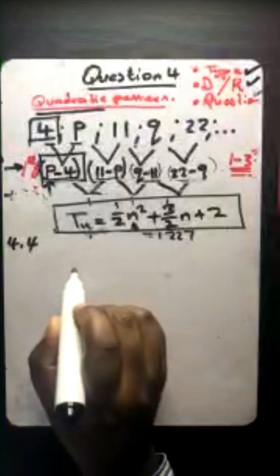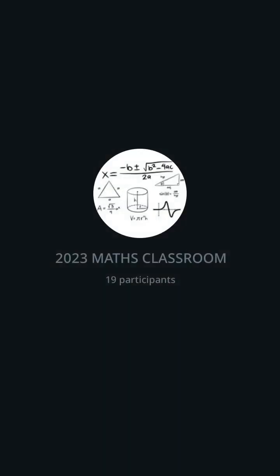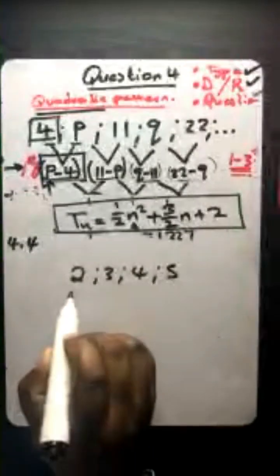Maybe let me remove all of that. I'm no longer on the question, but I want you guys to understand something. If you are having 2, 3, 4, 5, this is term number 1.